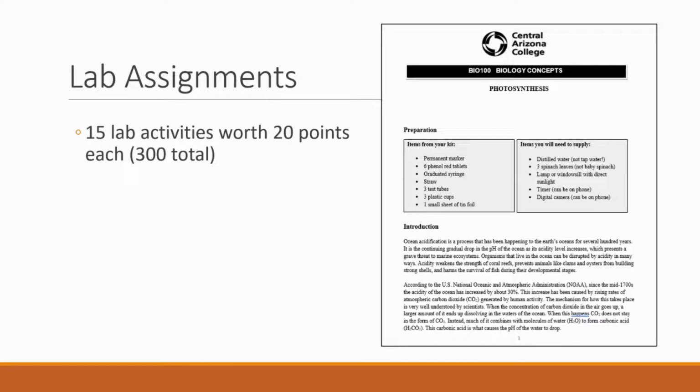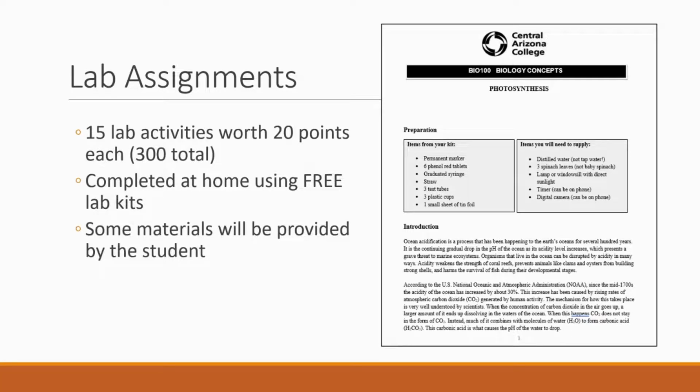Now, when it comes to the other types of assignments in the class, you have the lab assignments and the study guides. The lab assignments will consist of 15 activities or experiments that are worth 20 points each, and these will be completed at home using your free lab kits that you'll order. And these will involve carrying out an activity at home, setting something up, and then taking pictures of the results of the experiment and uploading them to Blackboard, along with answering some questions associated with that laboratory activity.